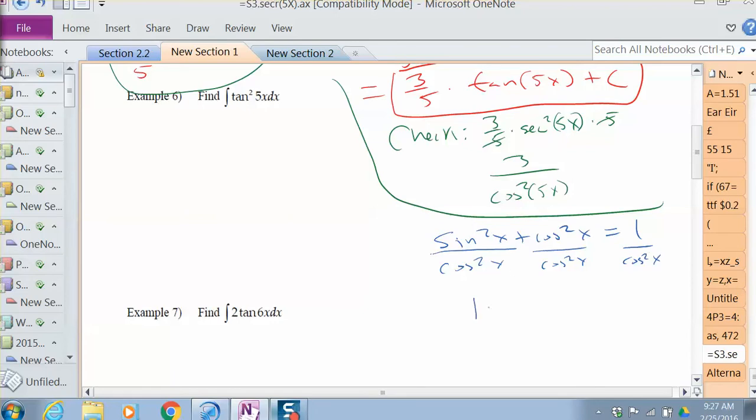So it'd be tangent squared x plus 1 equals secant squared x. So you're going to have to use some of those Pythagorean trig identities. I'll give you some hints just so you're not lost.